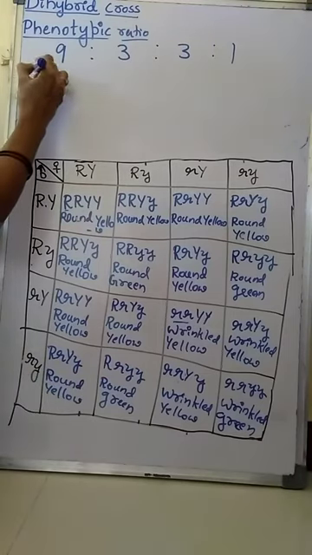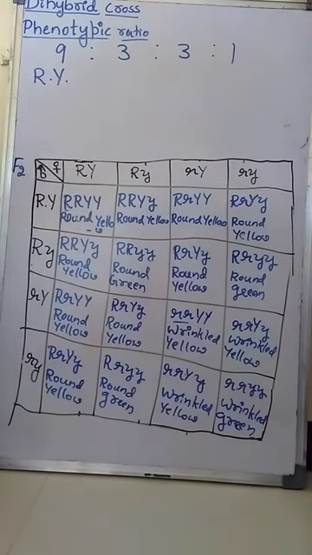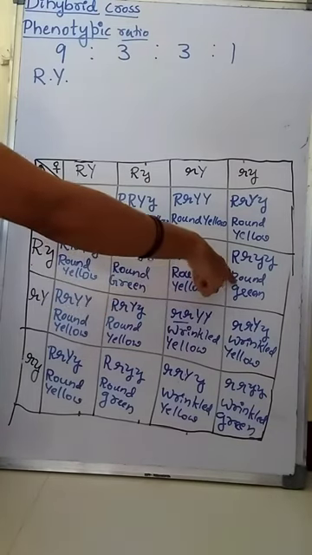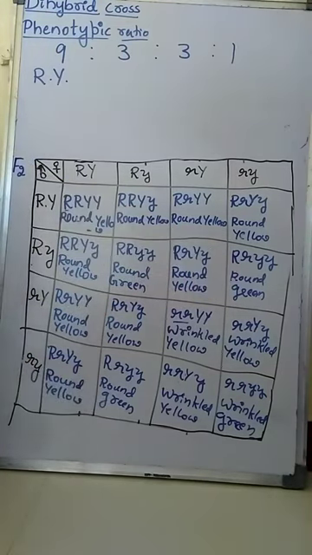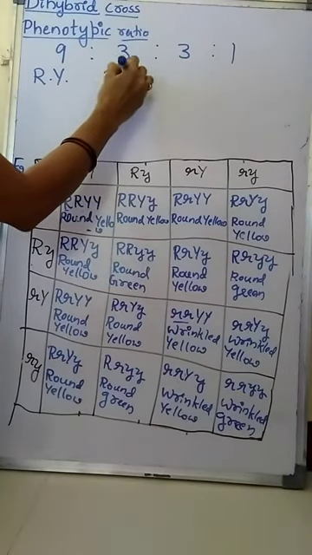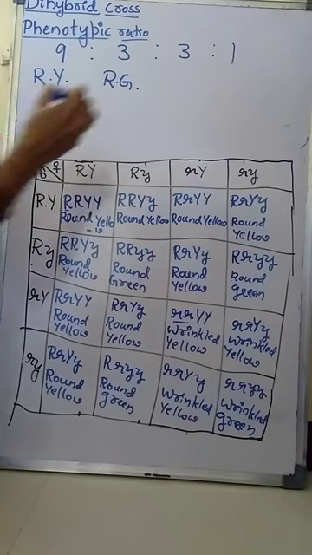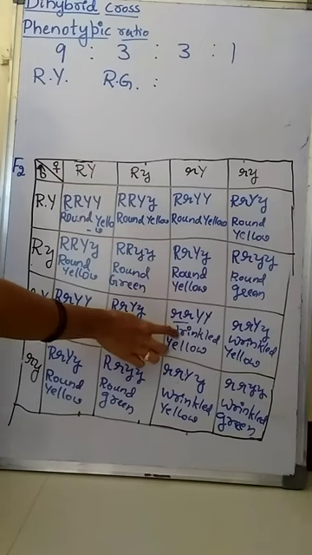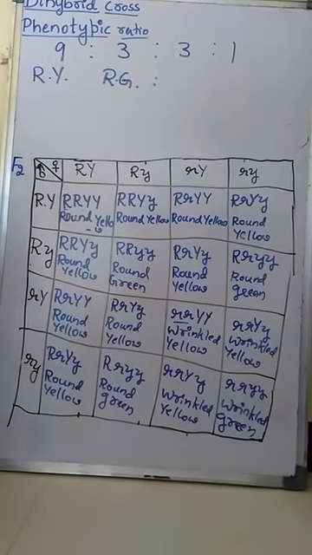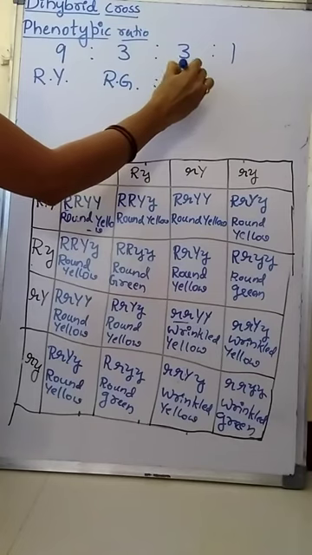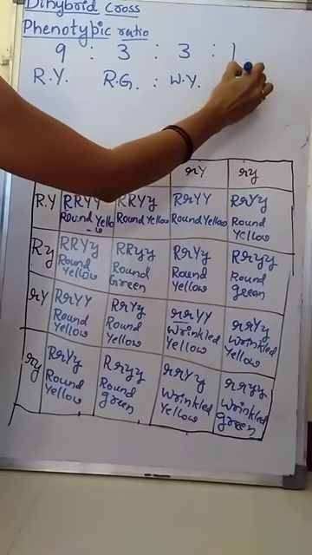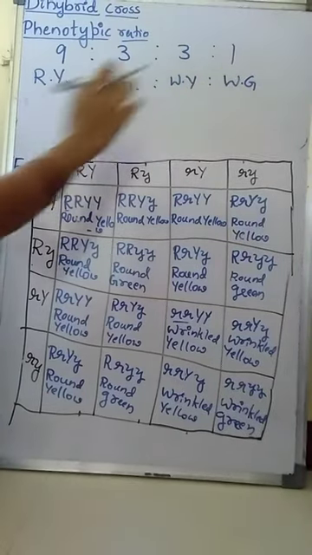Round yellow: 1, 2, 3, 4, 5, 6, 7, 8 and 9. Totally we will get 9 round yellow. Then round green: 1, 2, 3, so 3 round green. Then one more 3 is wrinkled yellow: 1, 2, 3 wrinkled yellow. The last one is wrinkled green.